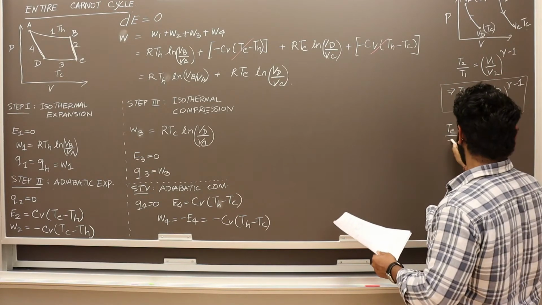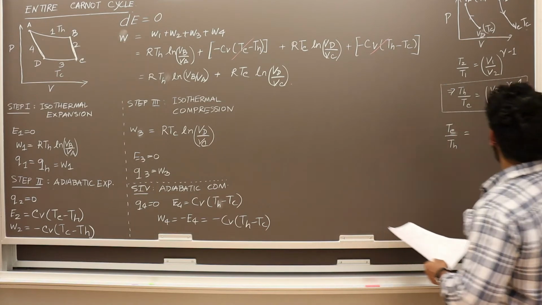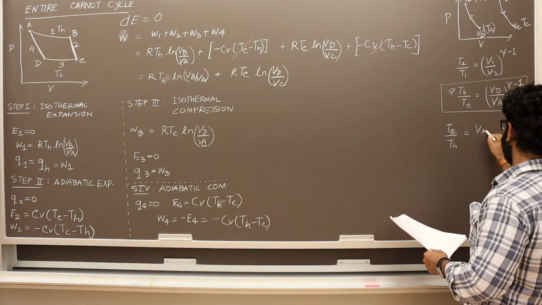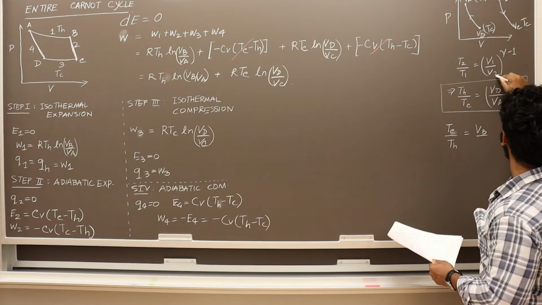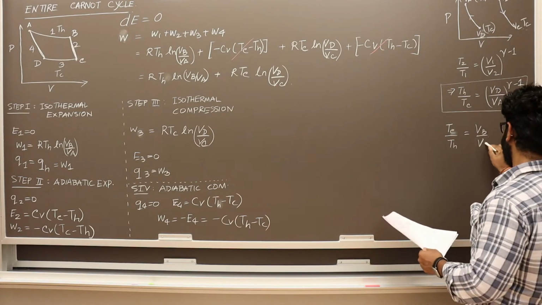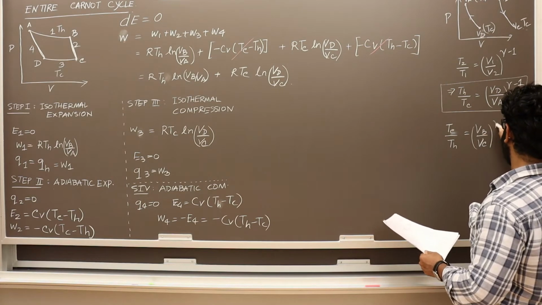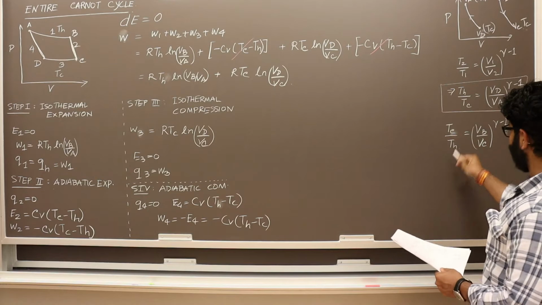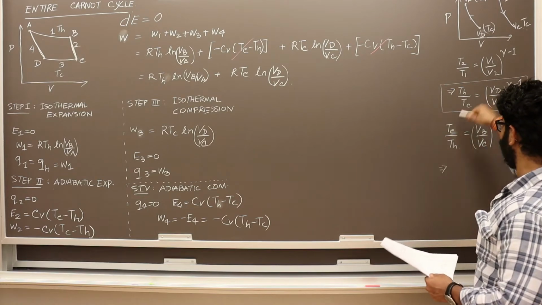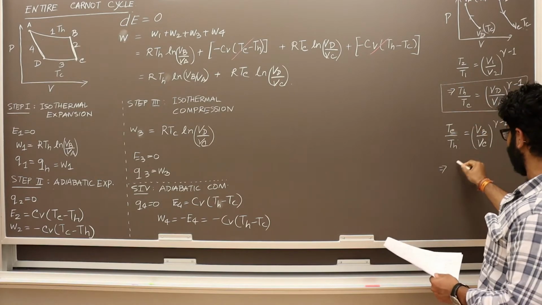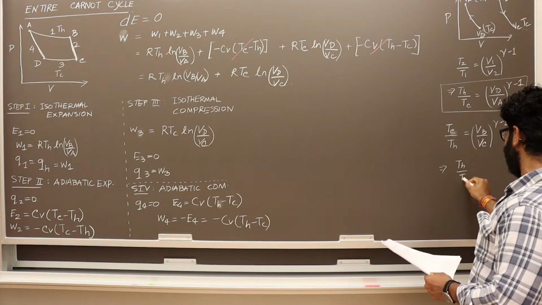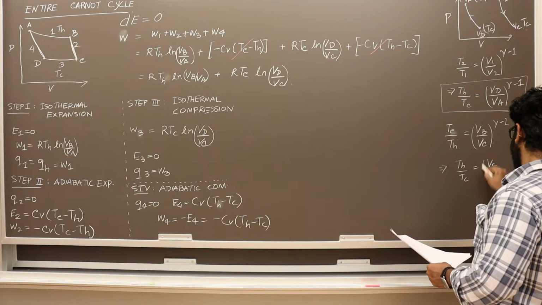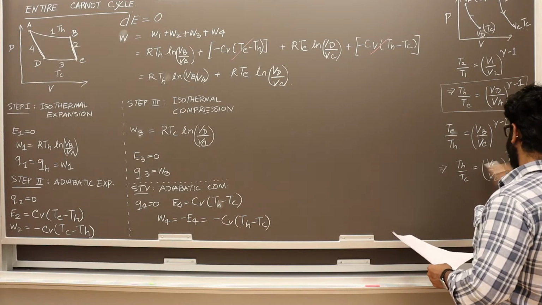T1 is Th. V1 is Vb. And what is V2? It is Vc. Gamma minus 1. Okay? So if you revert this to equate this and this, so if this is Th by Tc, this becomes Vc by Vb to the power gamma minus 1.